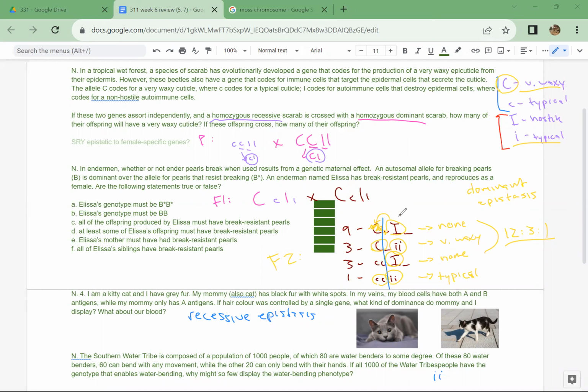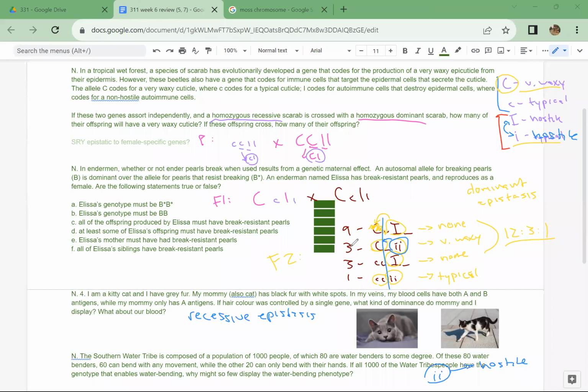And in the case of recessive epistasis, having the recessive genotype will, in this case, let's say the roles were switched and lowercase i instead was hostile now. So having the homozygous recessive genotype for that locus would produce hostile autoimmune cells, and that in turn would be what affects whatever goes on at the cuticle locus.